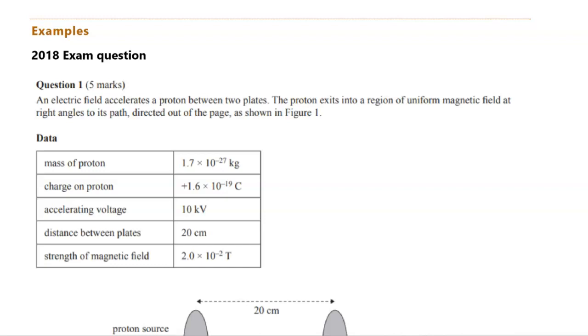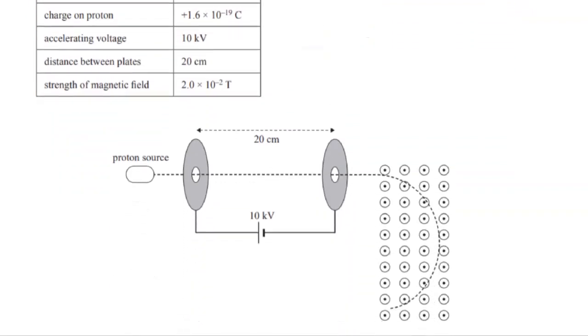We've got the 2018 VCE exam question here. An electric field accelerates a proton between two plates. The proton exits into a region of uniform magnetic field at right angles to its path, directed out of the page as shown. So let's have a little look.